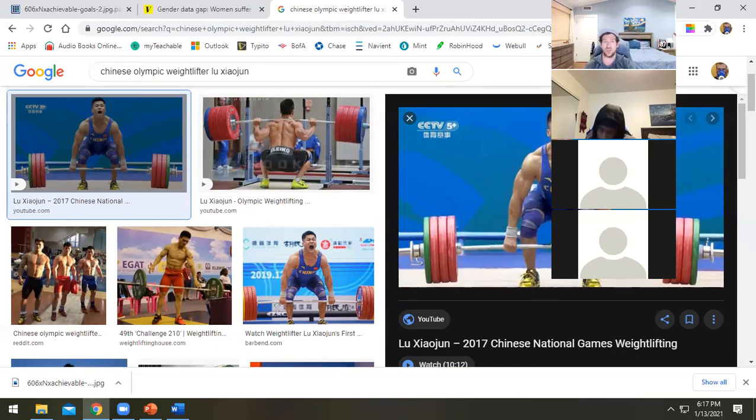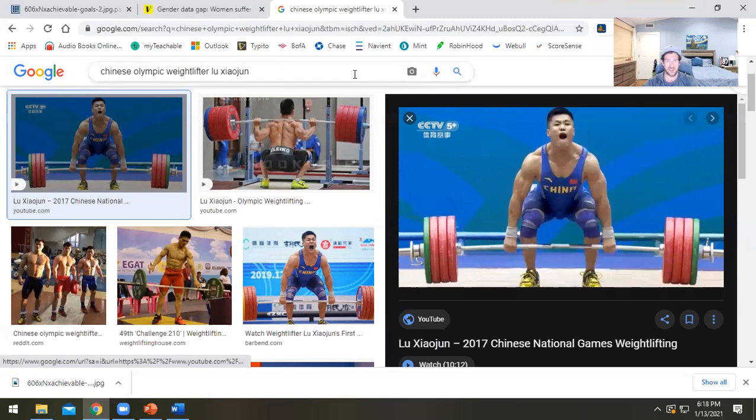And then you're allowed to do whichever version of the jerk you want to do in the Olympics. You can do a split jerk if you want. That's where you'll see people split their legs, one forward, one back. Or you can just do a push jerk, which is just legs shoulder width. Anyway, this guy has the record.